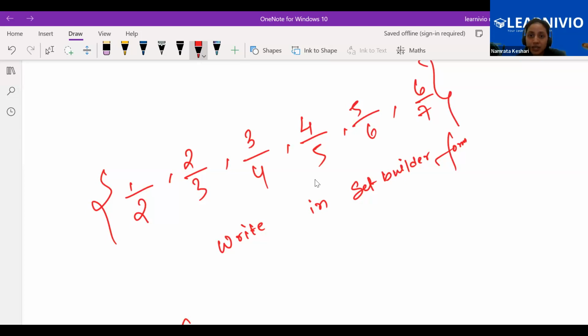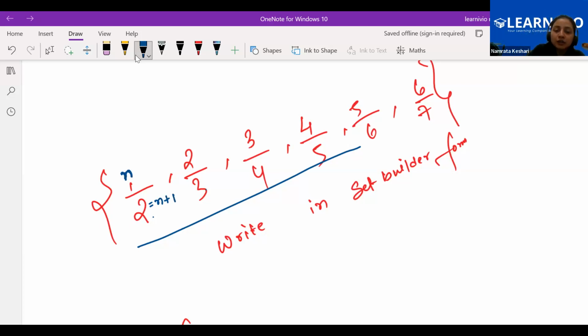Whenever we are writing a given set from roster form to set builder form, we will first notice the pattern over here, how exactly the pattern is going on. So 1 by 2 is there, then 2 by 3, then 3 by 4, then 4 by 5. Whatever number is written in the numerator, the denominator is numerator plus 1.